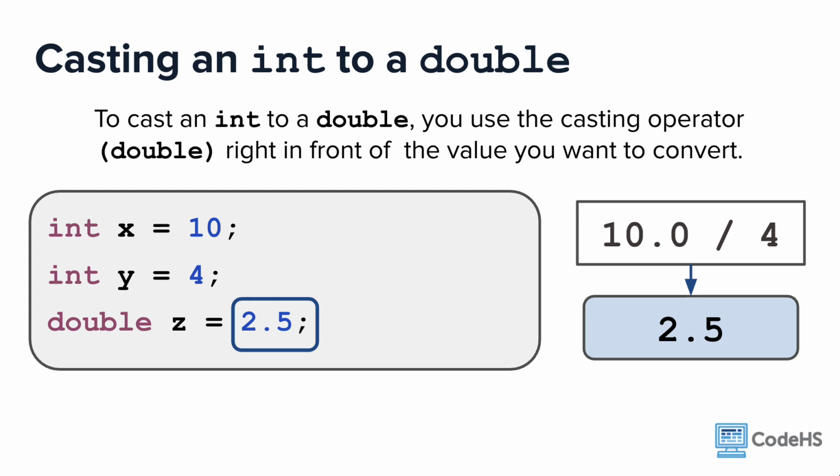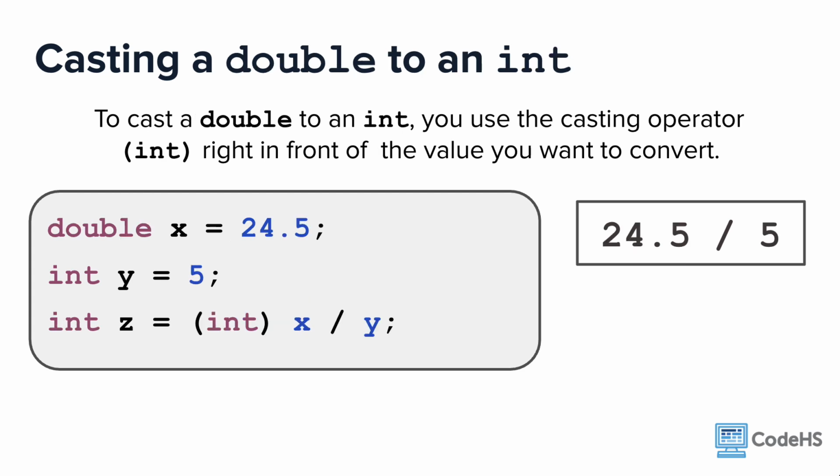Similarly, you can cast a double to an int. To cast a double to an int, you use the casting operator int right in front of the value you want to convert. Let's say that you're doing a division calculation that involves a double, but you just want the whole number and don't need the decimal values. To ensure that you are just using ints, you can cast the double value 24.5 to an int.